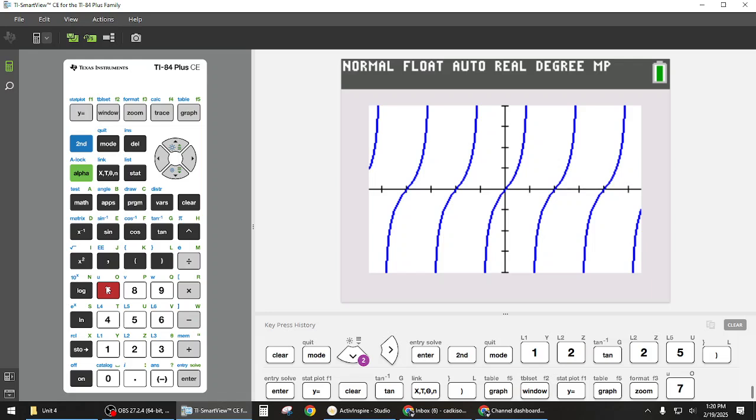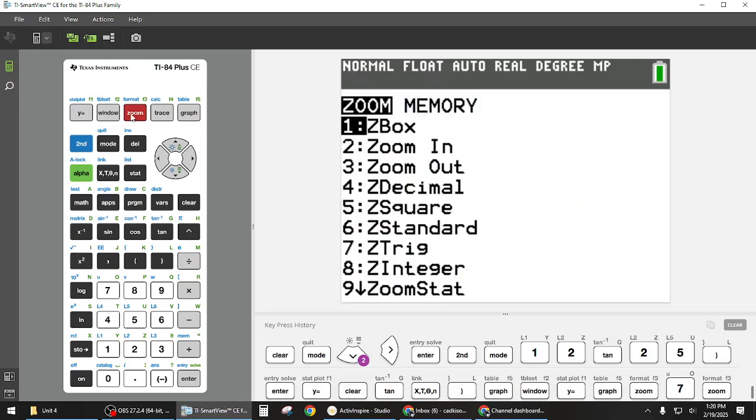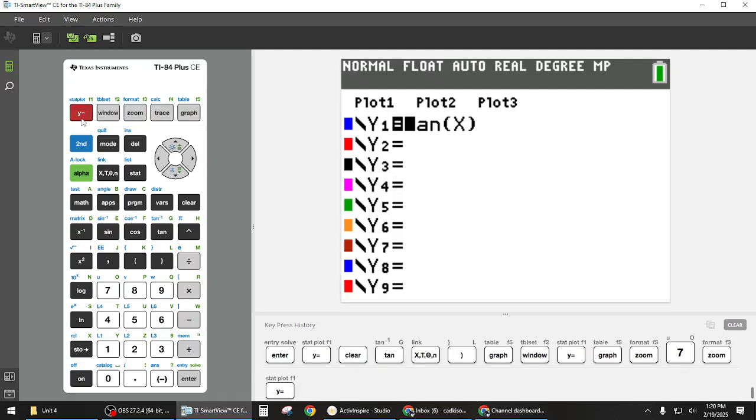Did everybody get it to work? Did you do zoom and then 7 is zoom trig? Graph instead of invalid dimensions. Do you have just tangent of x? I was doing this yesterday with sine. Why don't you do a reset? Do you have anything in there you care to lose? So do second, plus sign, and then hit 7, 1, 2.